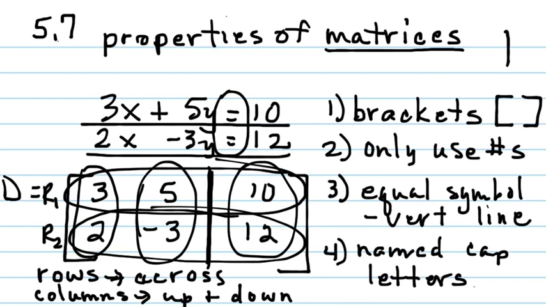Okay? So enclosed in brackets, only use the numbers. If you put the variables in these, it's going to make such a mess, you're not going to be able to straighten it out. The equal symbol is always represented by a vertical line, and they're always named using capital letters. You'll also notice, I hope, that when you look at this, there's your x.